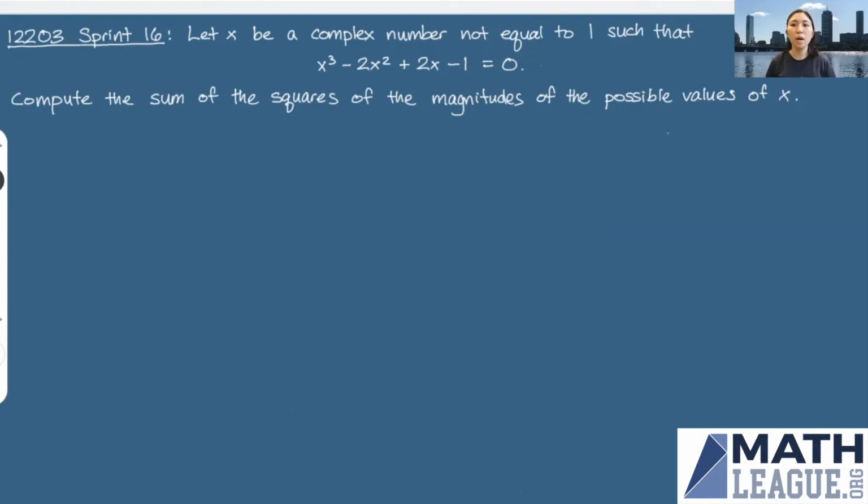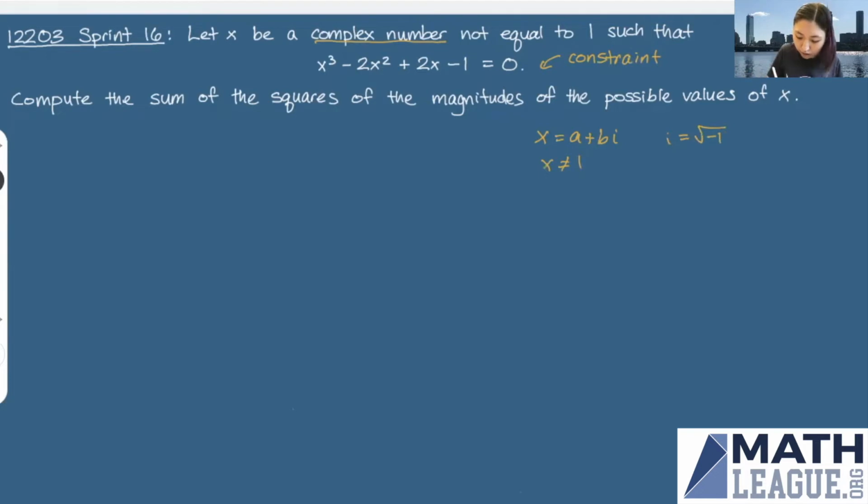Today we're going to go over a problem from one of our high school sprint rounds this year, namely 12203 Sprint 16. So the problem states as follows. Let x be a complex number. In other words, x is equal to some form a plus bi, and i is the square root of -1, and not equal to 1. So that means that x is not equal to 1. Such that the following equation holds: x cubed minus 2x squared plus 2x minus 1 is equal to 0. So this here is our constraint. Compute the sum of the squares of the magnitudes of the possible values of x.